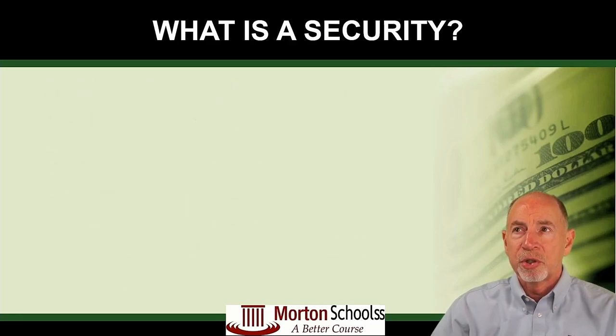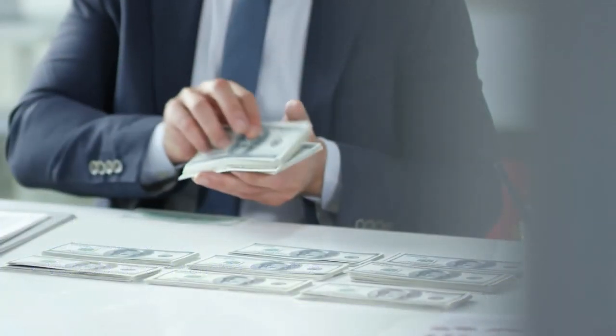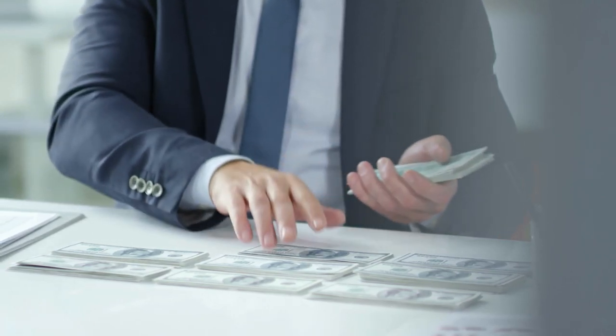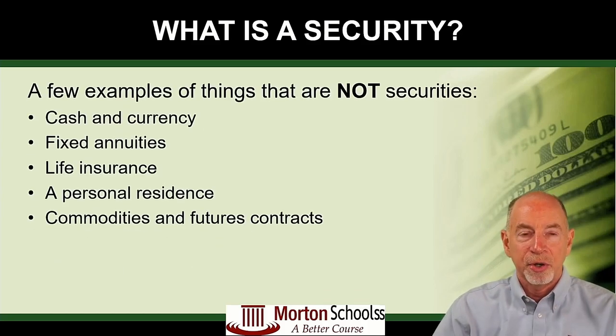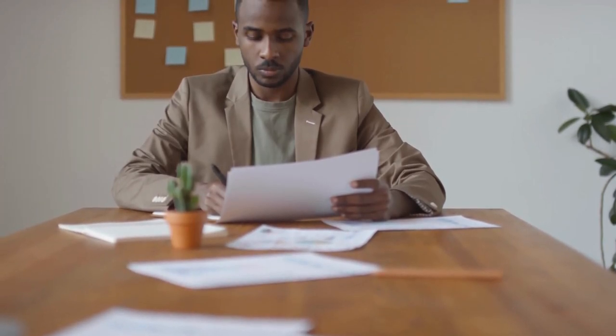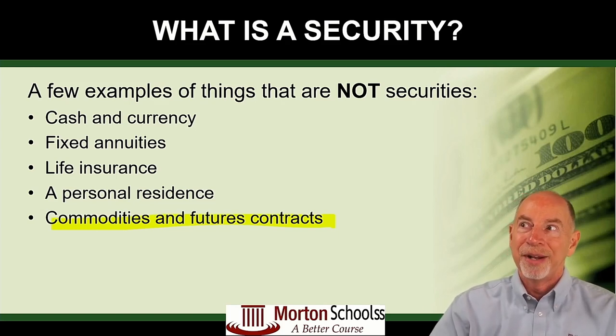So here's some examples of what a security is. A stock, a bond, an option, a mutual fund, jumbo CDs, variable life insurance, not fixed life insurance, but variable life insurance. All those would count as securities. Here's what would not count as a security: fixed annuities, life insurance, a personal residence, commodities and future contracts. Now, all of these have no risk except for the commodities and future contracts, but those are treated differently under the SEC rules. So they do have risk and there is an expectation to make profit, but they're treated differently.